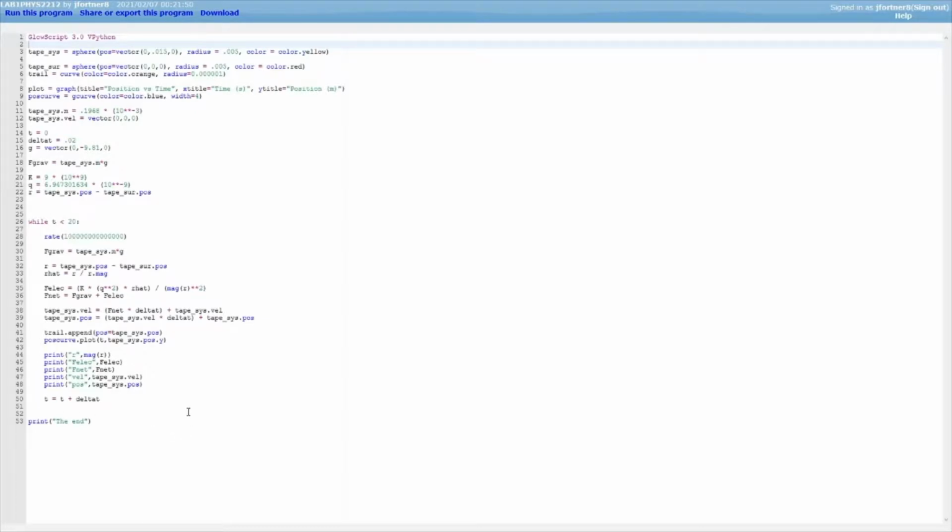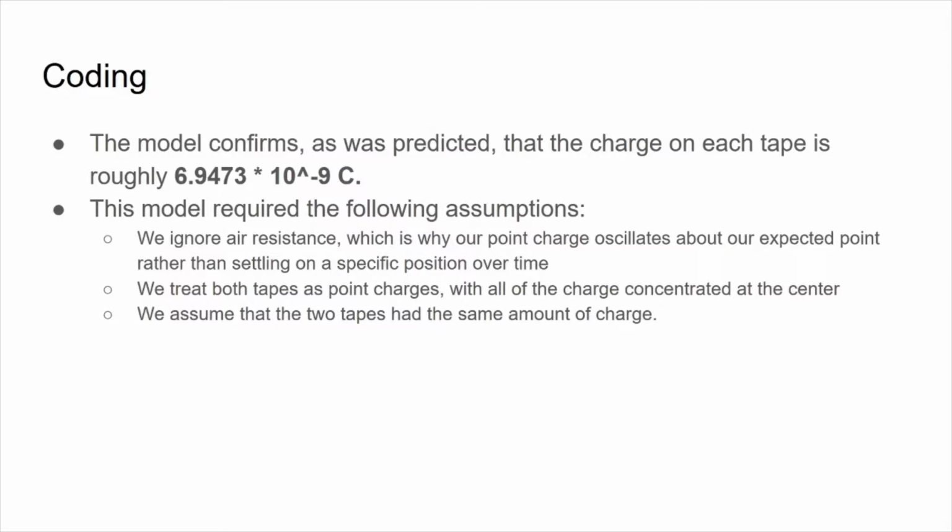And what you can observe from this model is that the charge tends to float above the other charge, which is exactly what we should expect to happen. So this model confirms, as was predicted, that the charge on each tape is roughly 6.9473 times 10 to the negative 9 coulombs. But to do this, we had to make the following assumptions.